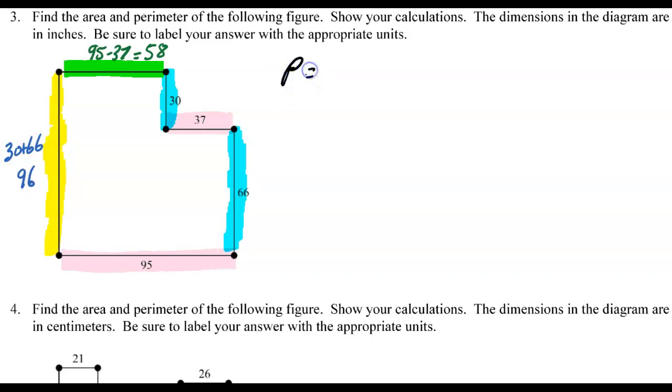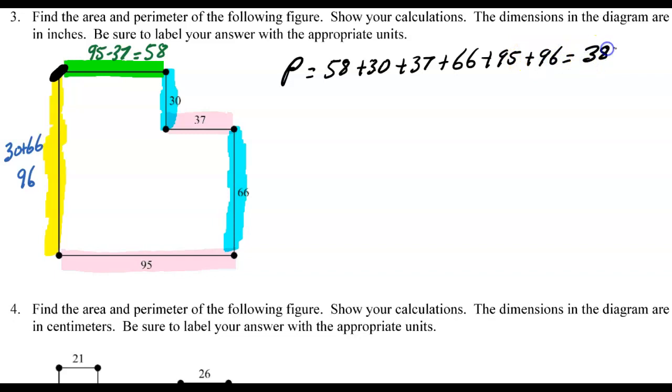So for the perimeter, I always like to start in one corner. I'll start at this top left corner. The perimeter would be 58 plus 30 plus 37 plus 66 plus 95 plus 96. Doing that, I'm going to get 382 feet.